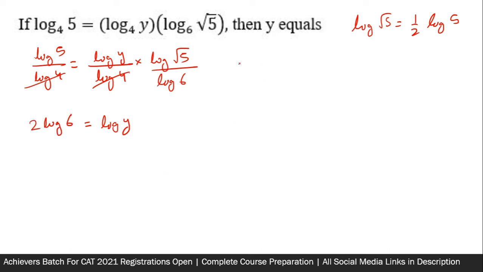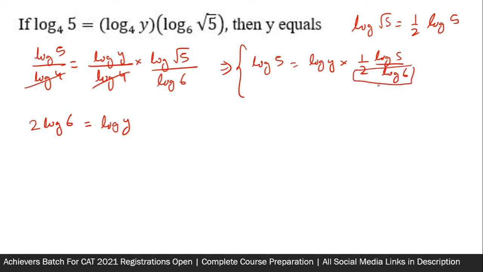In the bracket, I'm going to do this for you. So after this step, what happened? Log 5 became equal to log y into half log 5 upon log 6. So this 2 log 6 came on the other side. Okay, so I think we can very well say that y is nothing but 36. That is going to be our answer to the question.